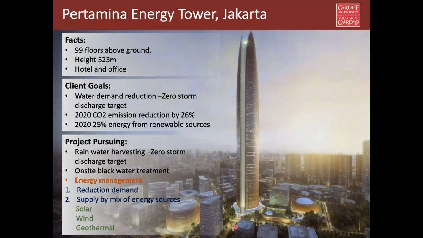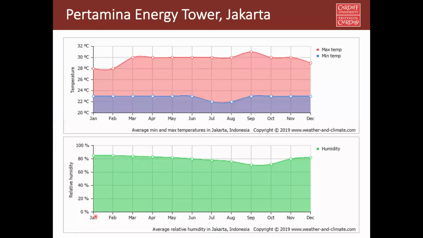And it's hotel and office. The client goal is to reduce water demand, zero storm discharge. And in terms of CO2 emission, the client requirement is to reduce by 26%. However, SOM, Skidmore, Owings and Merrill, who designed the building, wanted to also introduce solar, wind, and geothermal energy. So let's see how it goes.